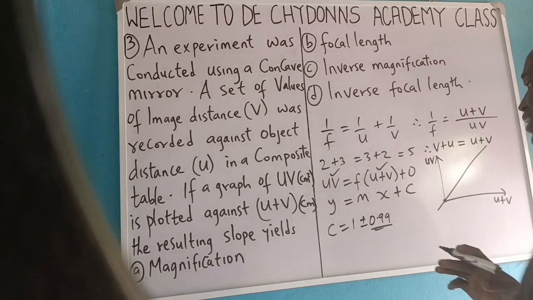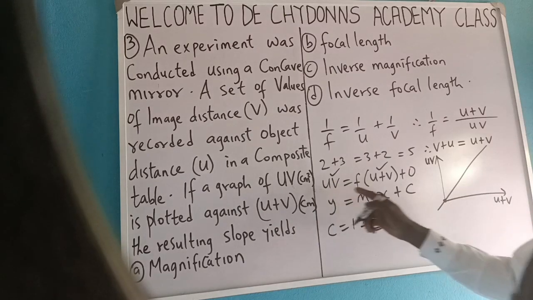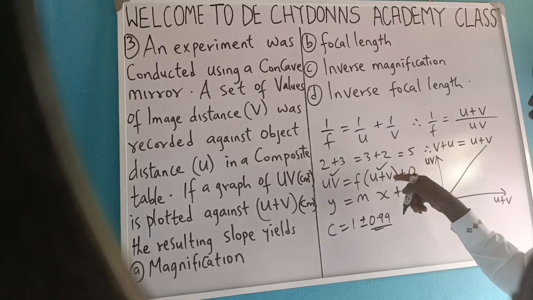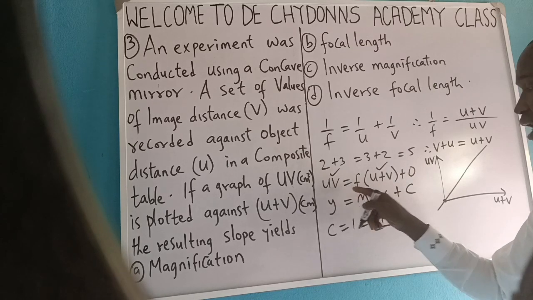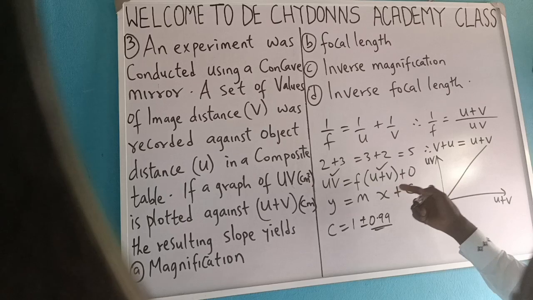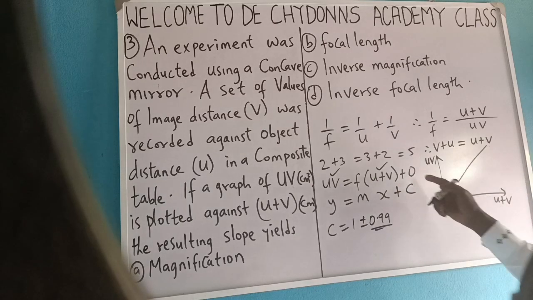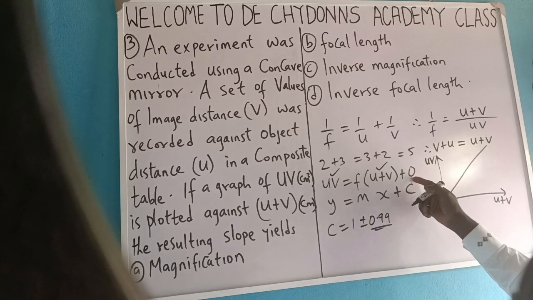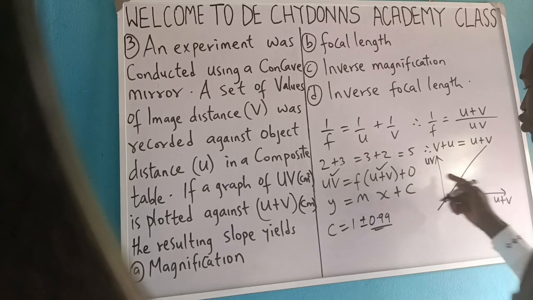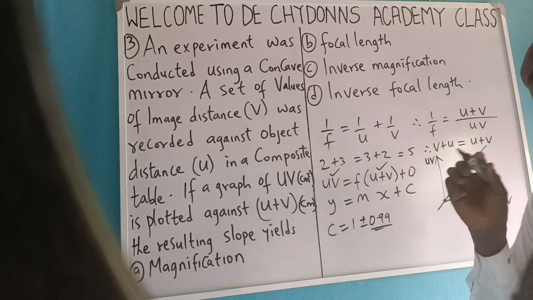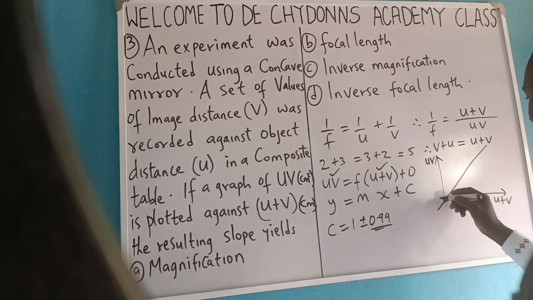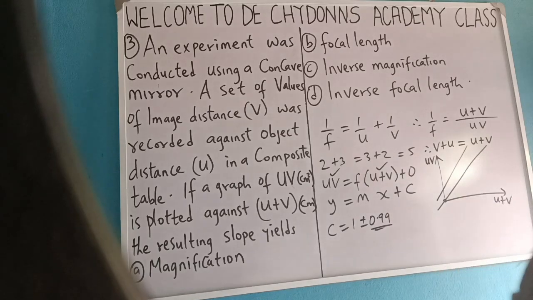We are saying that when you plot the graph of UV against U plus V, the slope will be the focal length, and the intercept is meant to be passing through the origin. That means the theoretical intercept should be passing through the what? Origin. But if your own didn't pass through the origin, let's say it passed like this, it doesn't mean you are wrong. That is what we are saying. If it didn't pass through the origin, note where it passed.